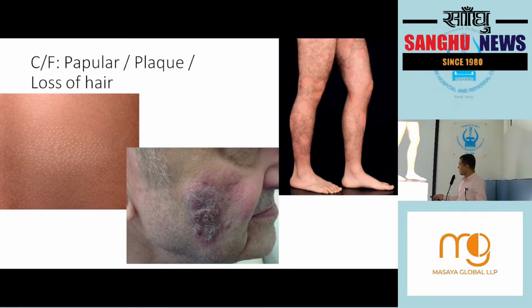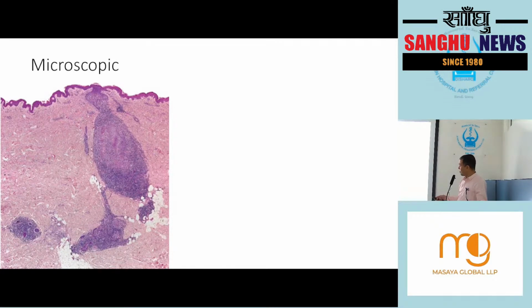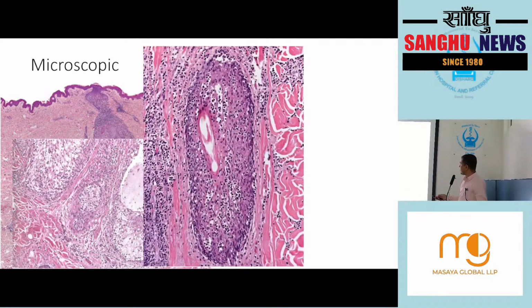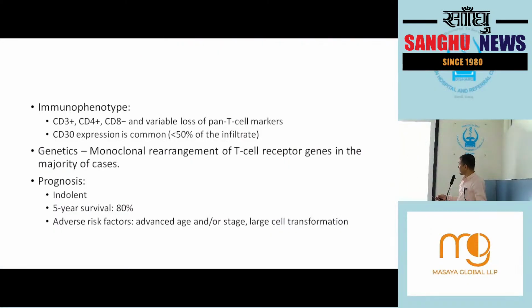So some photographs from the book or net, different types. These are the pictures from the book I took. This is folliculotropic MF. It similarly looks like spongiosis in H&E, but it is mucinous, not spongiosis. This is another picture showing folliculotropic lymphocytes. This is folliculotropic lymphocytes and mucin, both the things. So the immunophenotype is similar to MF. Okay, there is monoclonality and prognosis.